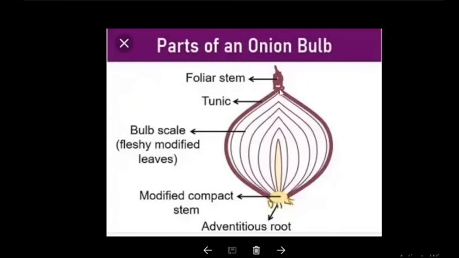All of these parts here that look like this make up the bulb scale. Those are the fleshy modified leaves. And then we have this part here called the modified compact stem. All of these stems are compact at this junction here, and that is where we have the adventitious root. So that is basically what the onion looks like.